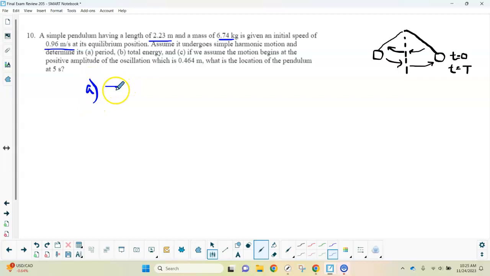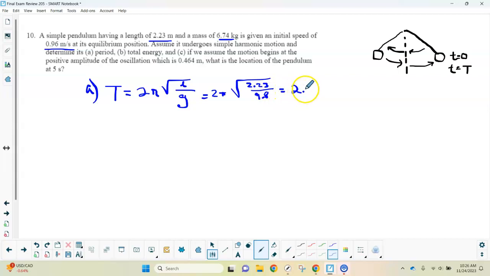The period of oscillation for a pendulum is 2 pi square root. Pretty close to the spring one, but a little bit different. It's L over g this time. So that's an L and that's a g. So 2 pi square root, L is the length, so that'd be 2.23, and we're going to divide that by gravity on Earth, which is 9.8. If you do all that, you should get something really close to 3. It's like 2.997 seconds. So that's how much time goes by.